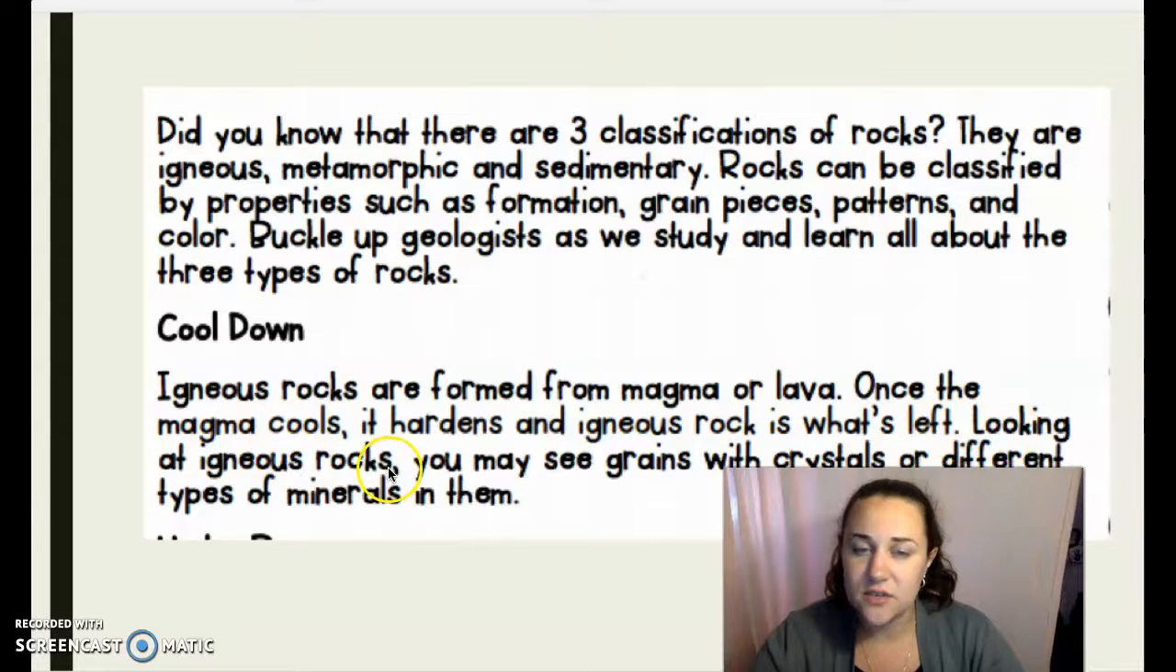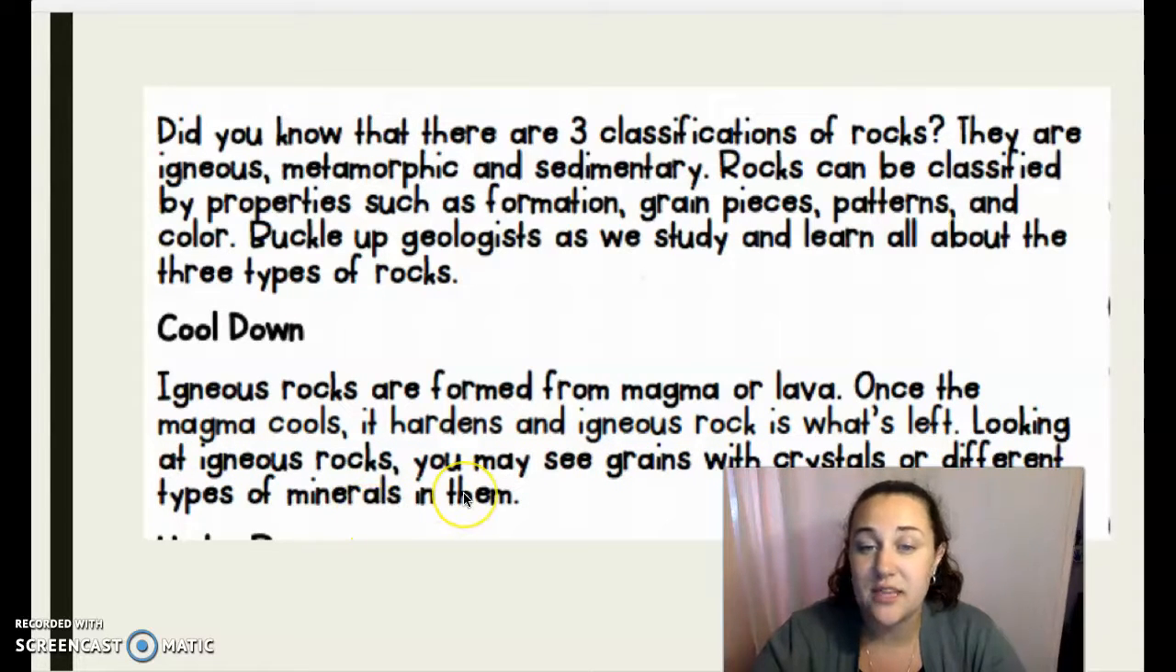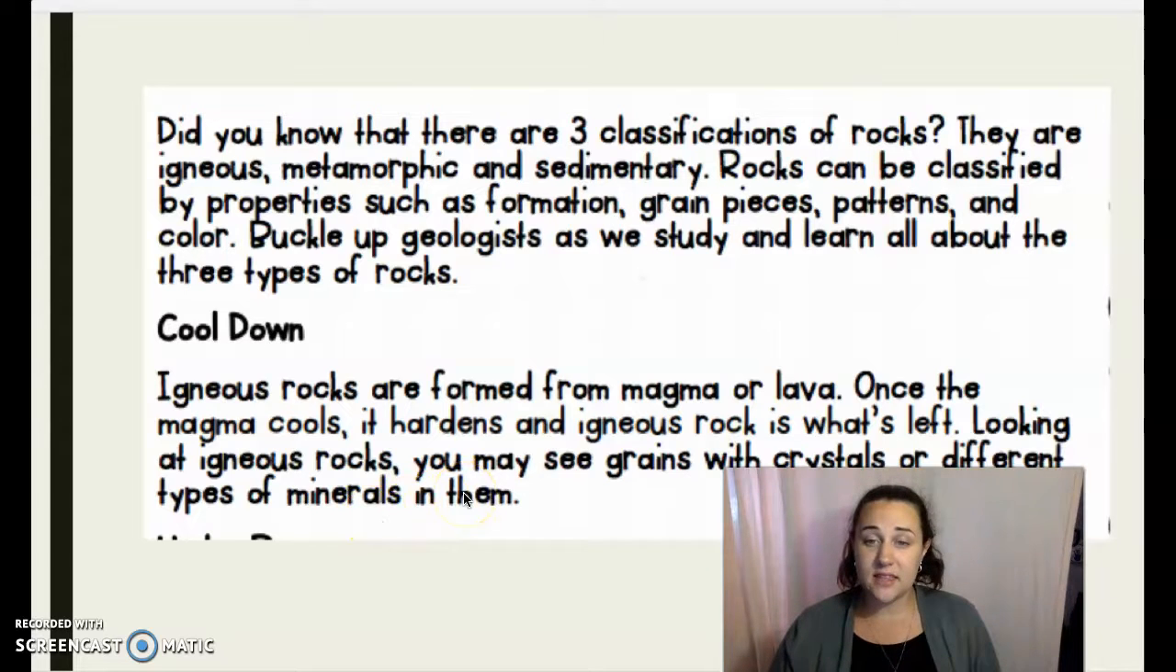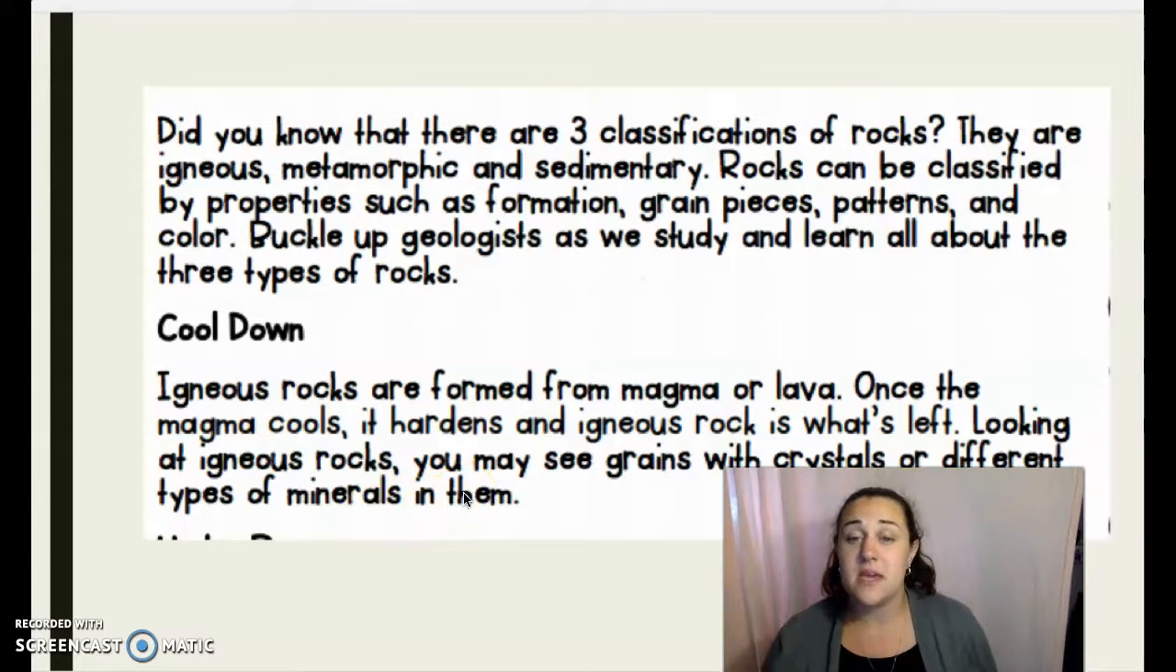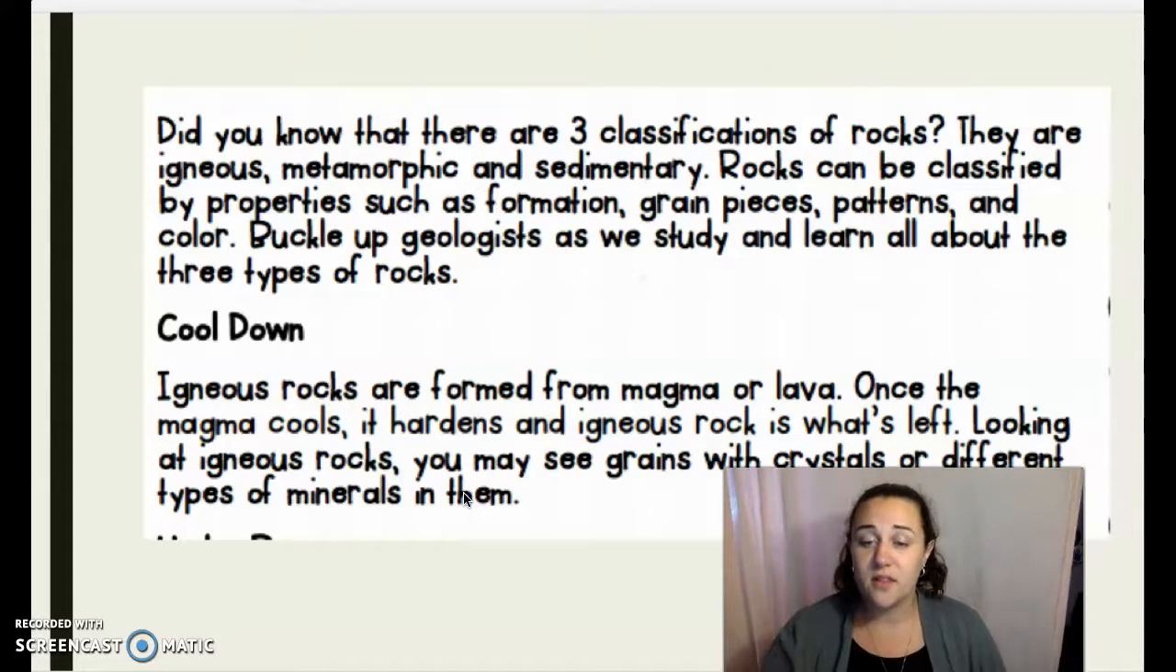Looking at igneous rocks, you may see grains with crystals or different types of minerals in them. So remember, I said yesterday that minerals make up rocks. So these igneous rocks, sometimes you can even see the minerals that are in them. Sometimes you can, and sometimes it's hard. And those are the two different types of igneous rocks we're going to look at next. But basically, these rocks are formed from the lava.